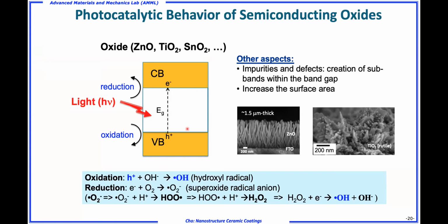And also, in order to be successful with the photocatalytic surface, we need to increase the surface area, as shown in this one-dimensional zinc oxide nanorod, or the more complicated titanium rutile surface structure. Also, impurities and defects can be important to create subbands within the band gap energy, so that it narrows the band gap and can potentially respond to visible light.